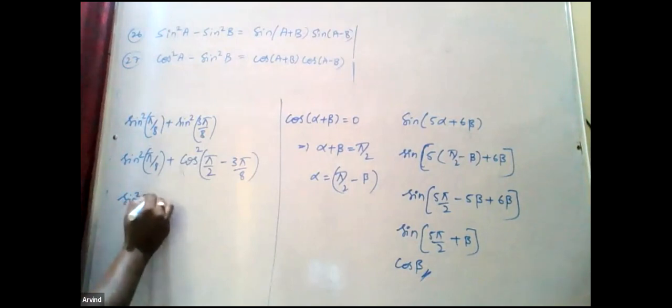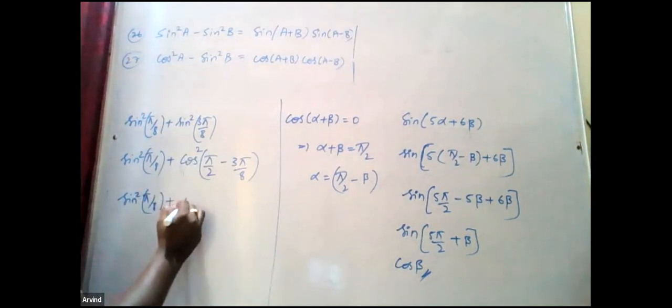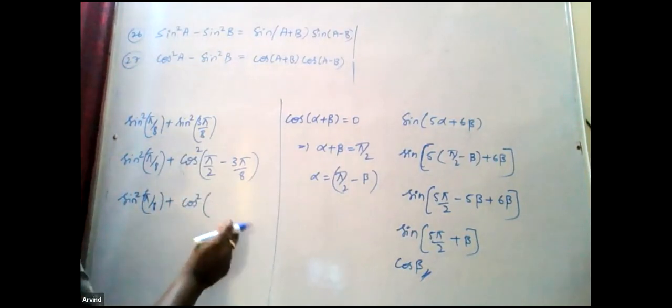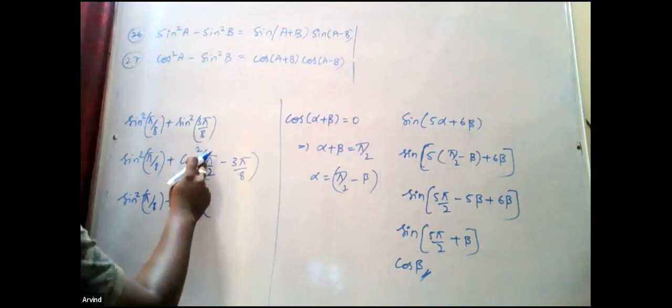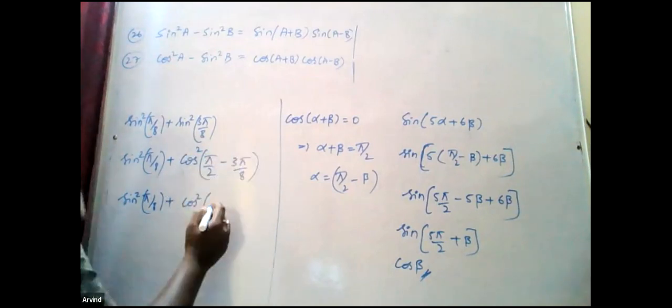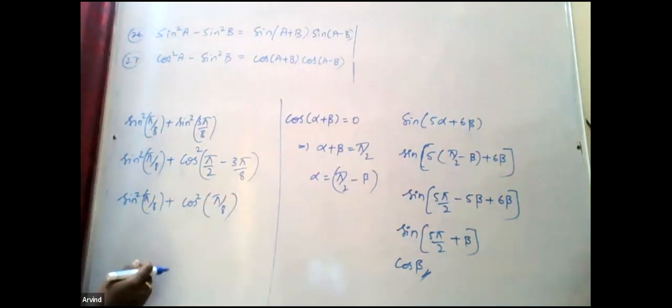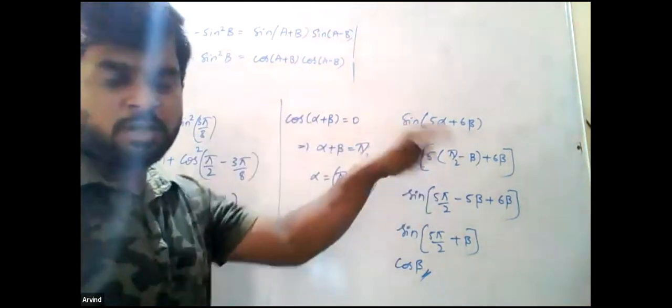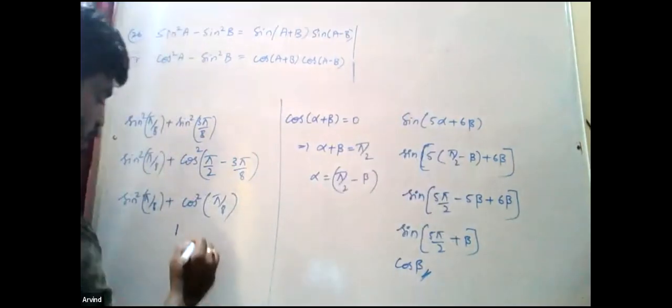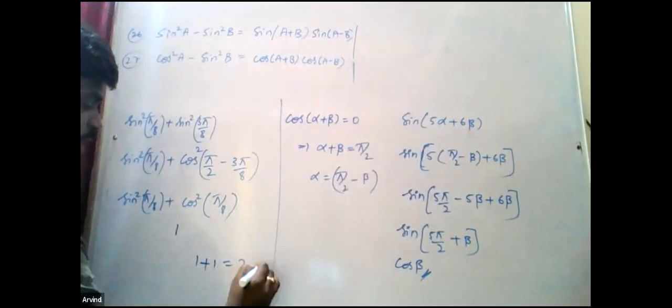Sin square pi by 8 plus cos square. Take LCM: 4 pi by 8 minus 3 pi by 8, which gives pi by 8. So sin square pi by 8 plus cos square pi by 8. The angles are the same, so sin square theta plus cos square theta is 1. Similarly for the other two we get 1. So 1 plus 1 is 2. The final answer is 2.